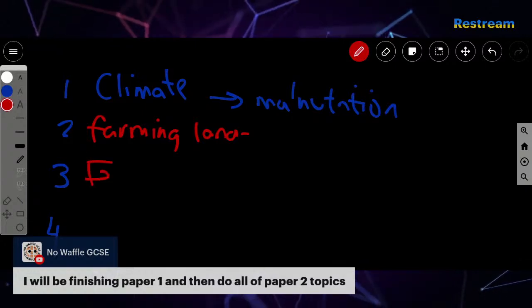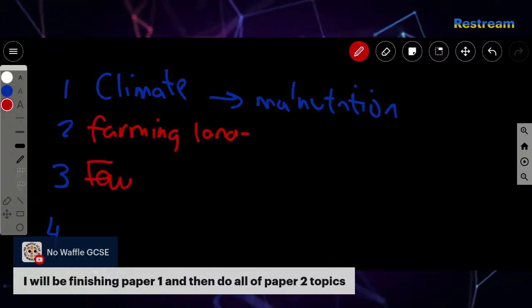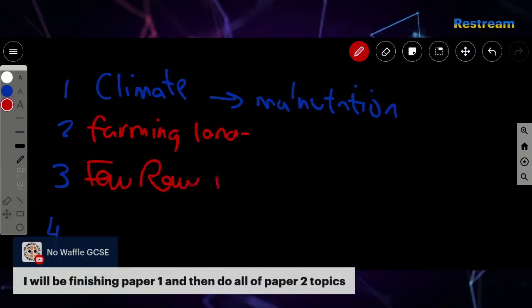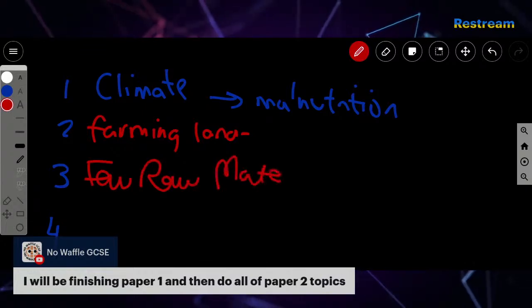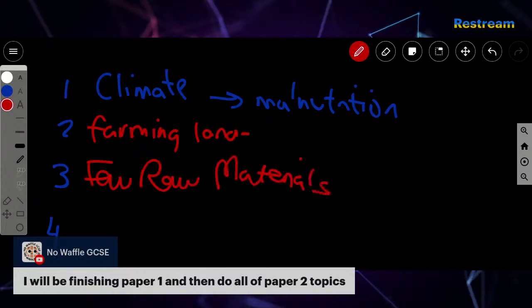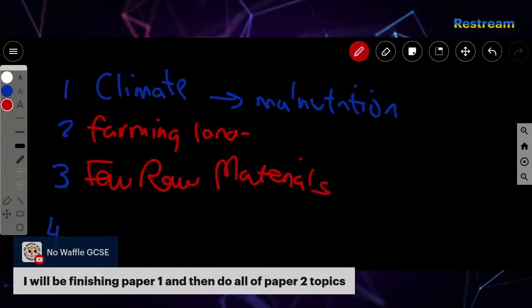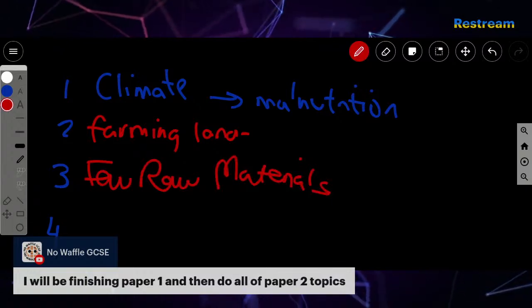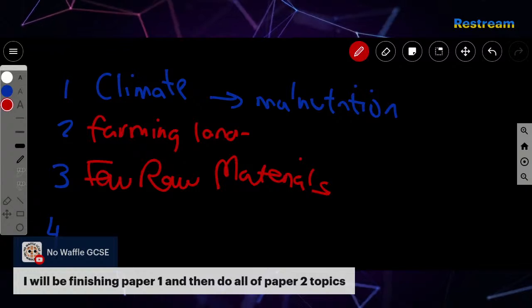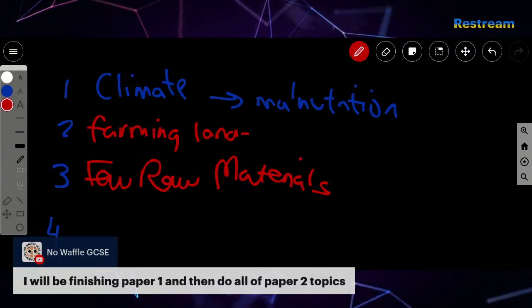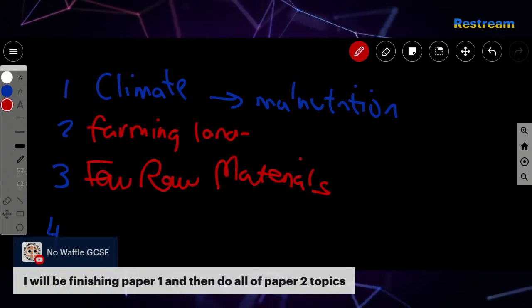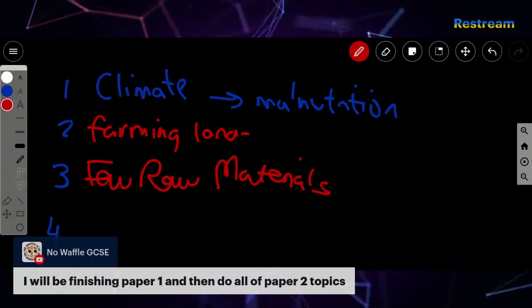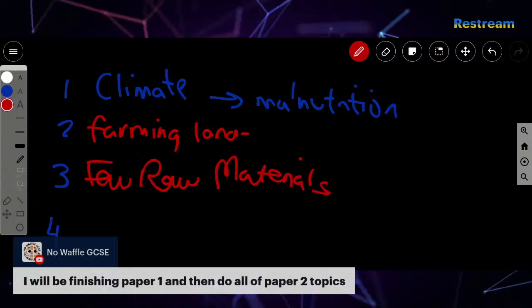Now, we've done poor farmland. Fewer raw materials means countries without many raw materials like coal, oil, and metal ores then have fewer products to export. They tend to make less money, aren't able to spend the money, and some developing countries have a lot of raw materials but can't afford to develop the infrastructure needed to exploit these areas.